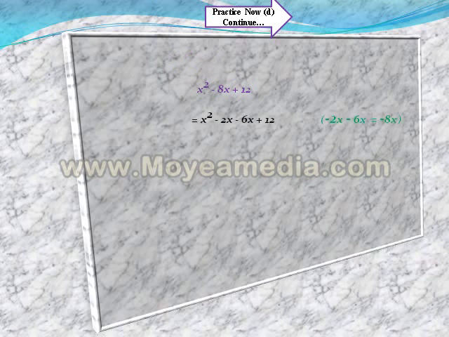Here is the first step. We will break this middle term, minus 8x, into minus 2x minus 6x. And again, I keep reminding you that adding the like terms, minus 2x minus 6x, gives minus 8x, the same thing. So here it is, this step.